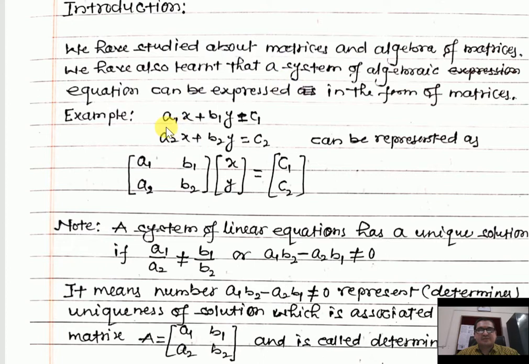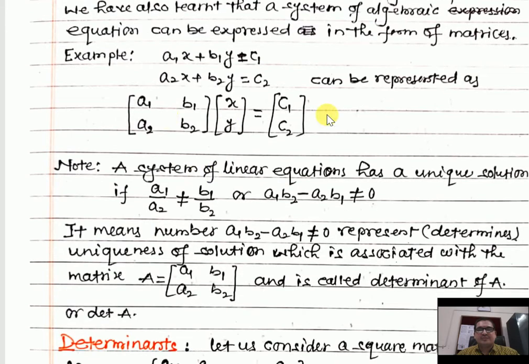So what are matrices exactly? Suppose two linear simultaneous equations are given. I have written here a1x plus b1y equal to c1, a2x plus b2y equal to c2. It can be represented like this: a1, a2 is the coefficient of x, b1, b2 is the coefficient of y, then x, y, and then the constant values, the right hand side values. This is the way to express a system of algebraic equations in the form of matrices.